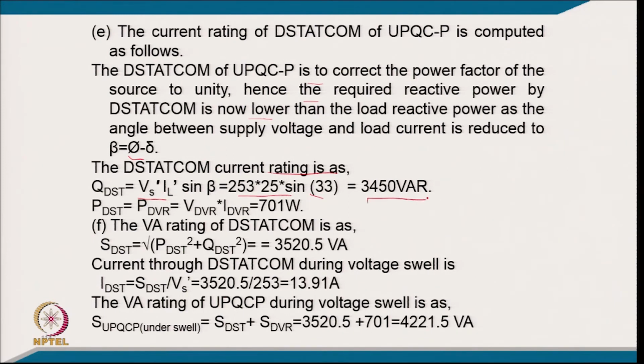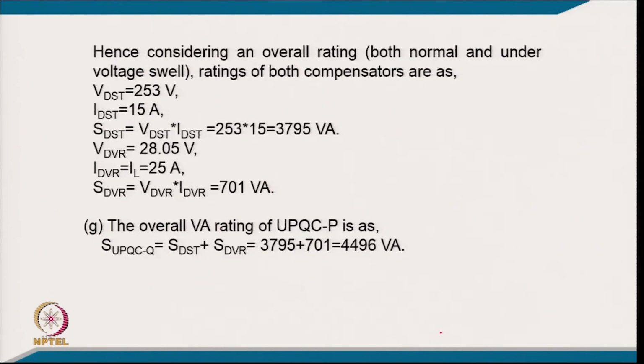So, it becomes 3450 VAR, and of course the power of DVR equals that of D-STATCOM, because whatever power the DVR needs has to circulate through the D-STATCOM. So, it comes the same as 701 watt. So, the VA rating of the D-STATCOM will be the square root of P square plus Q square. So, this becomes 3520.5 VA, and the current rating through D-STATCOM in voltage swell condition is the VA rating divided by the voltage. So, the current of D-STATCOM is 13.91 ampere, and the VA rating of UPQC will be your VA rating of D-STATCOM plus VA rating of the DVR. So, adding these two, it becomes 4221.5 VA.